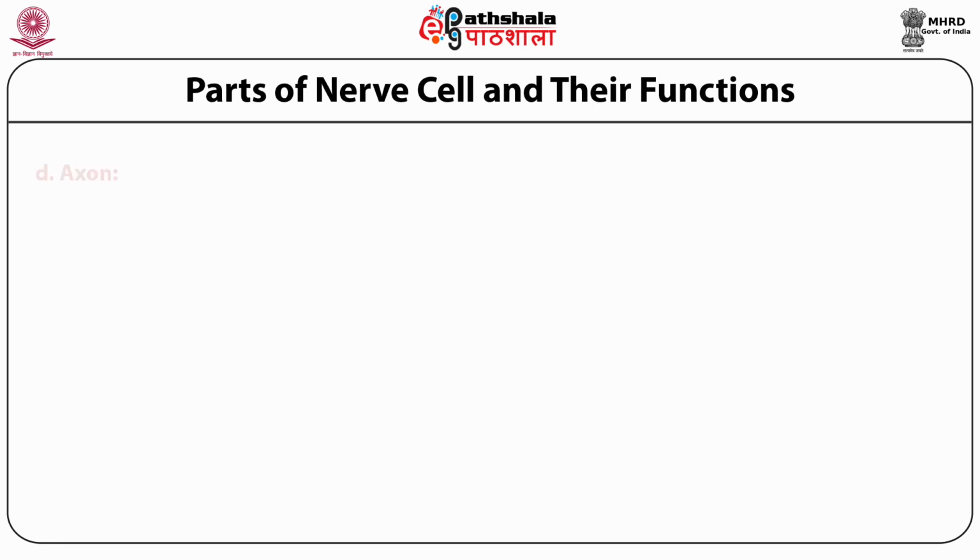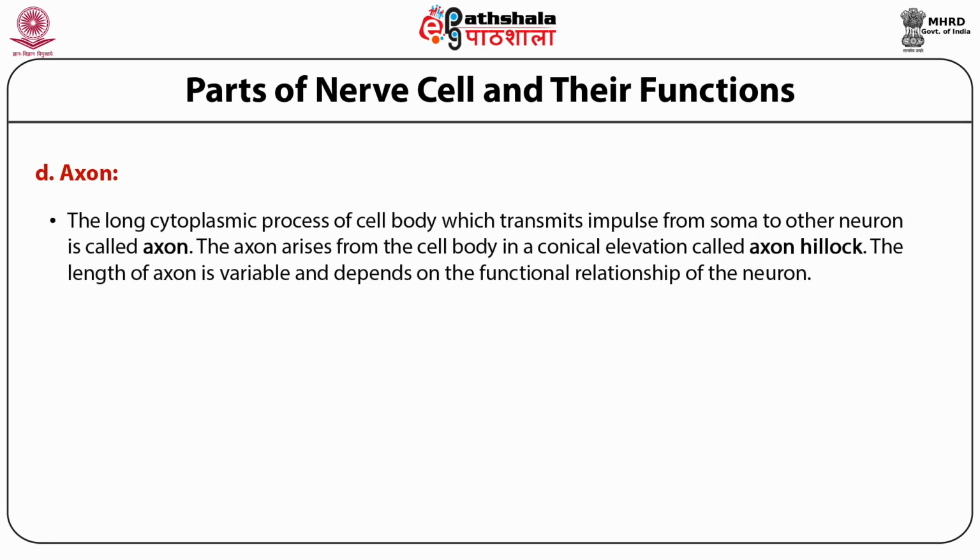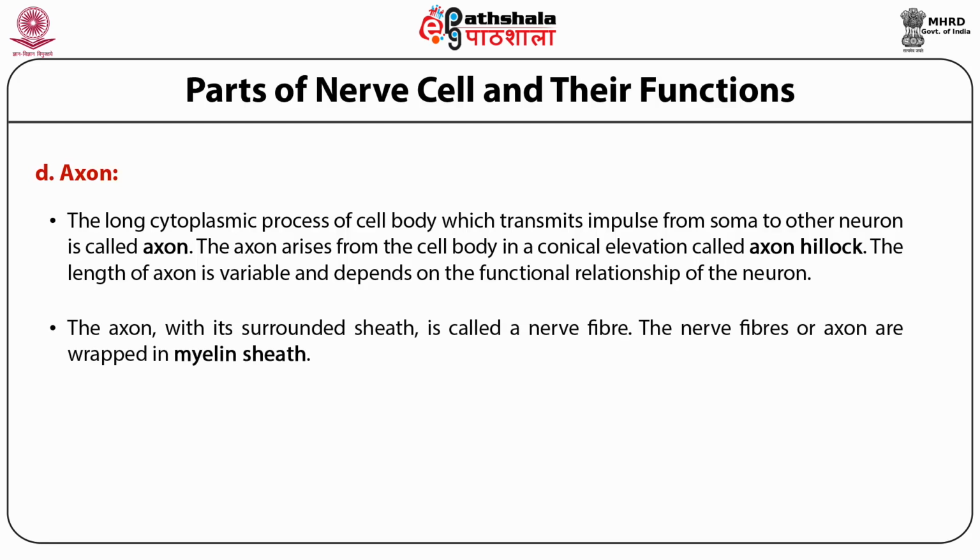Next part is axon. The axons are long cytoplasmic processes of the cell body which transmit impulses from soma to other neurons. The axon arises from the cell body in a conical elevation called axon hillock. The length of the axon is variable and depends on the functional relationship of the neuron. The axon with its surrounding sheath is a nerve fiber.